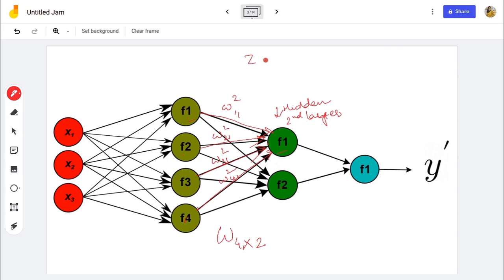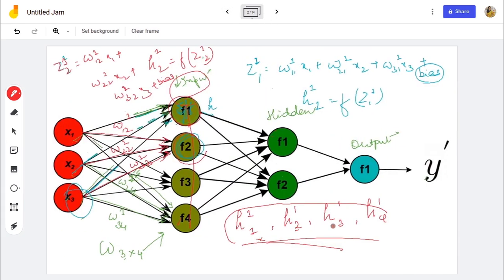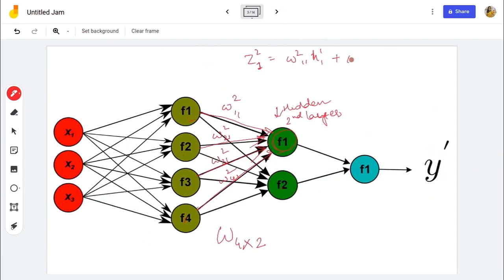Now again let us come to the Z part for this F1. Z1 because of the first node and second layer is equal to W211 into H11 plus, see, H11, H21, H31, W212 into H21 plus W312 into H31 plus W412 into H41 plus bias, again optional. So you get this Z, that is the summation part is over.